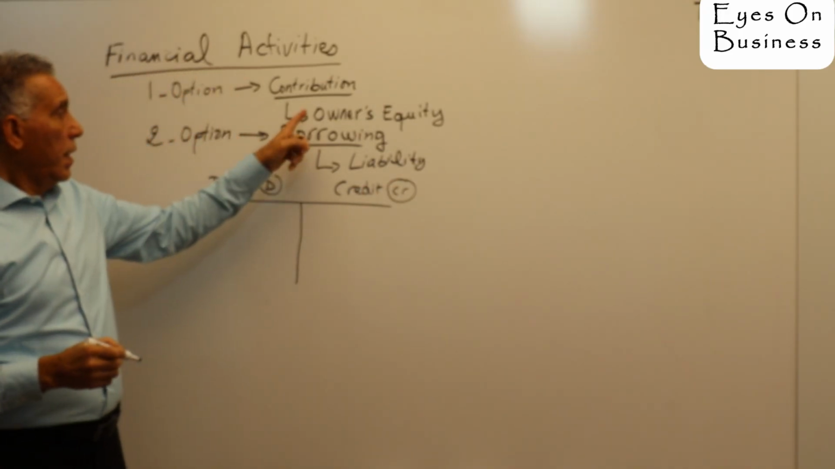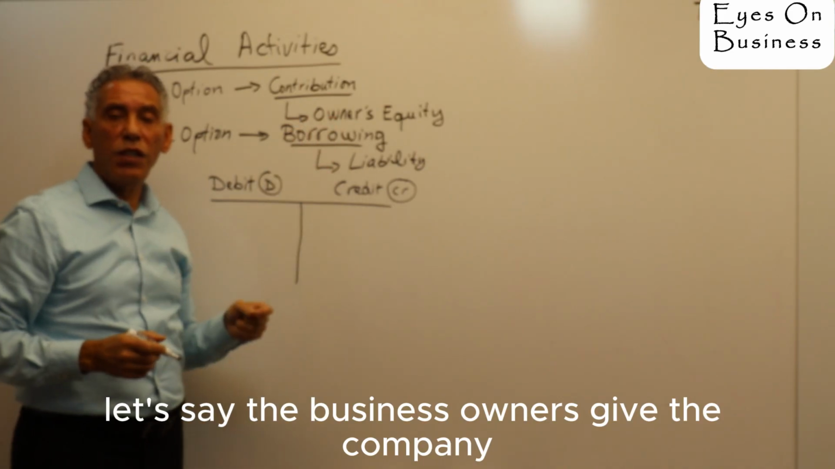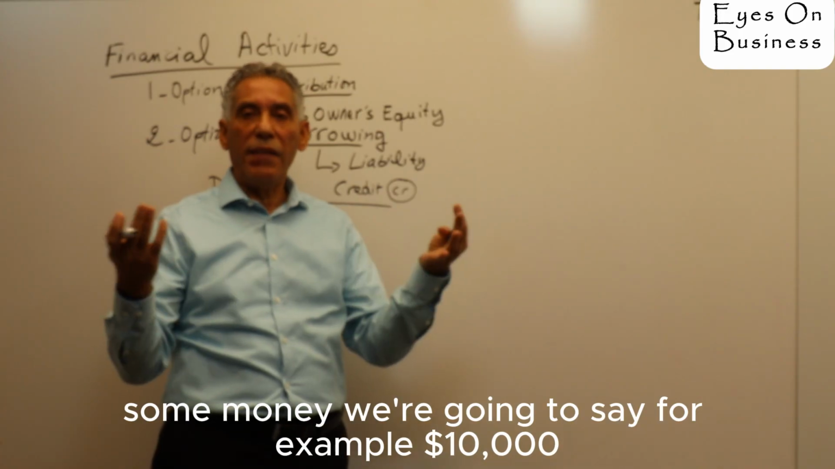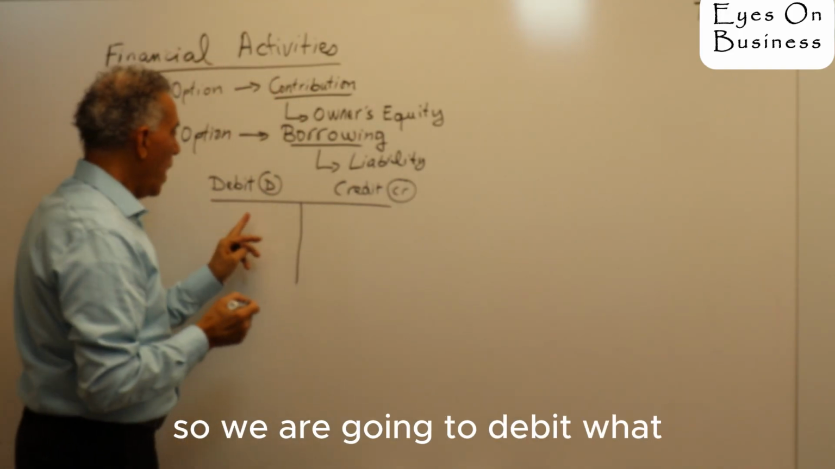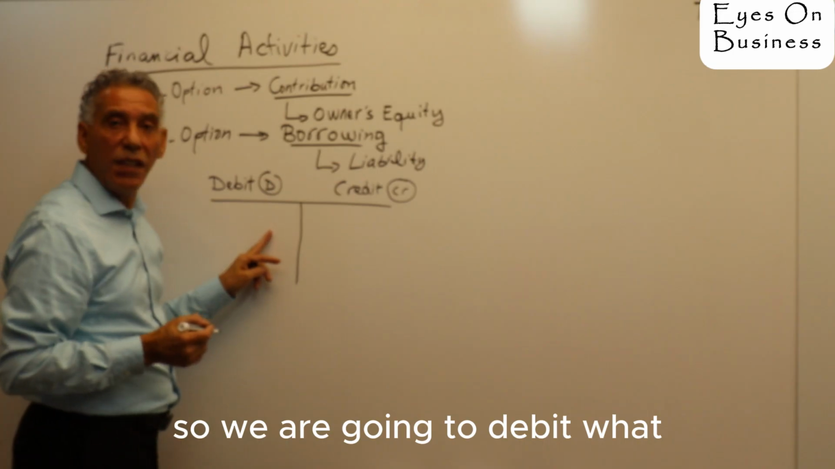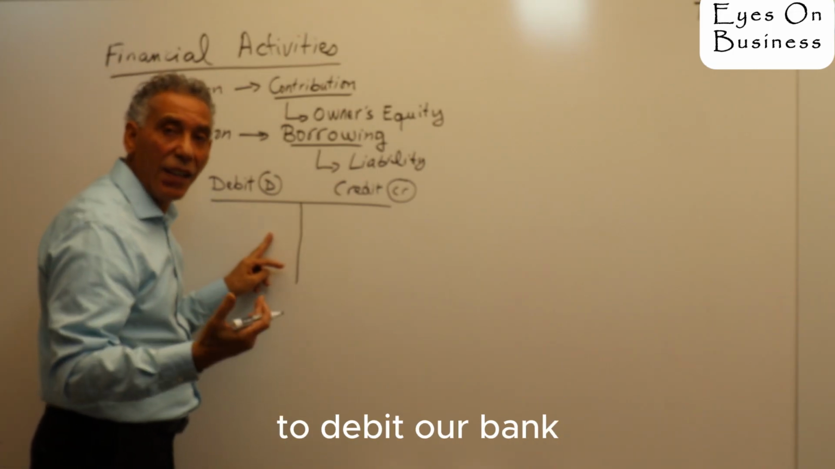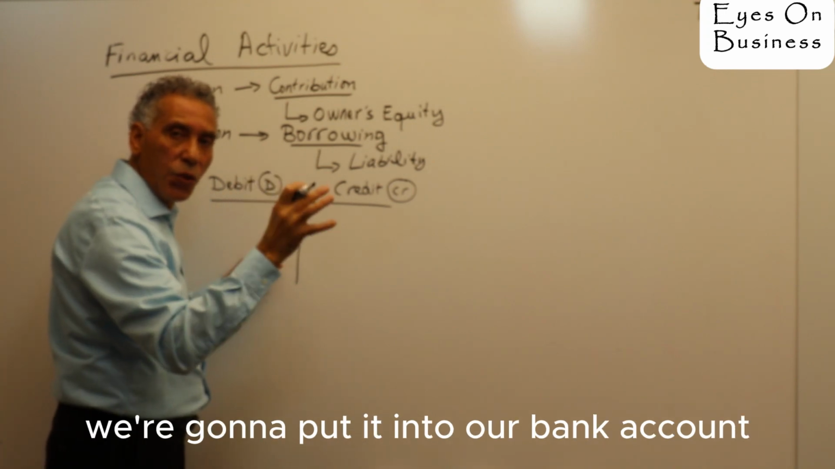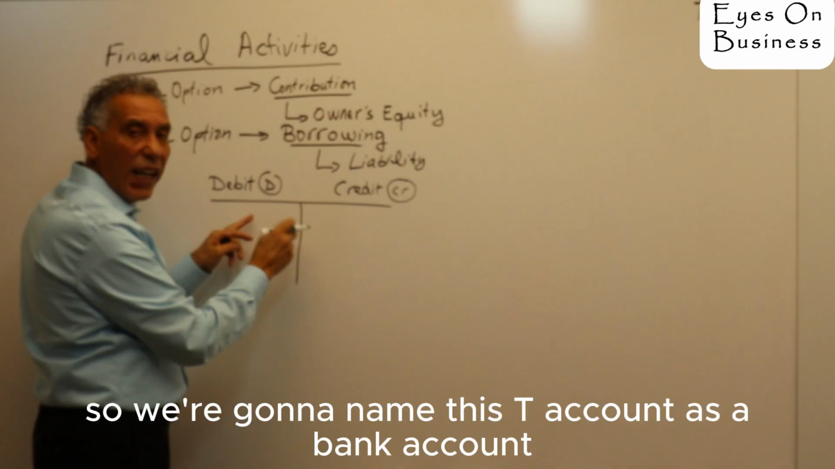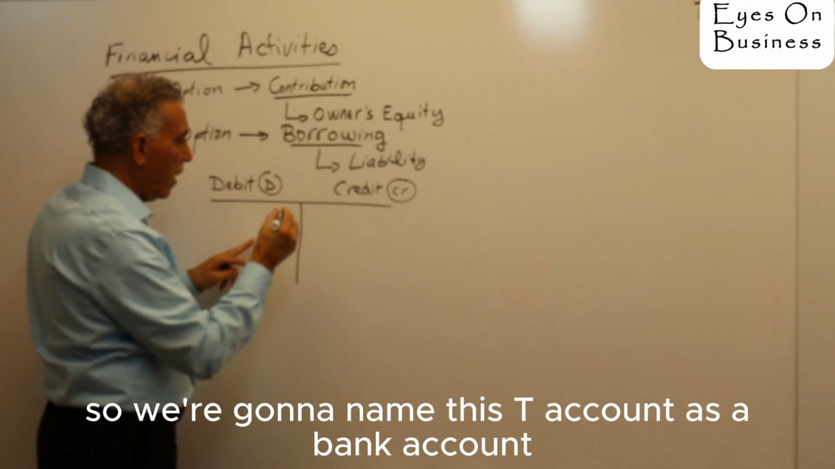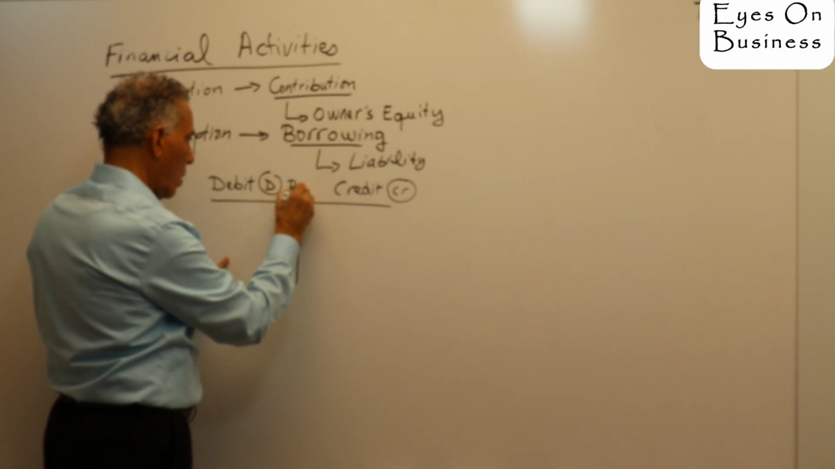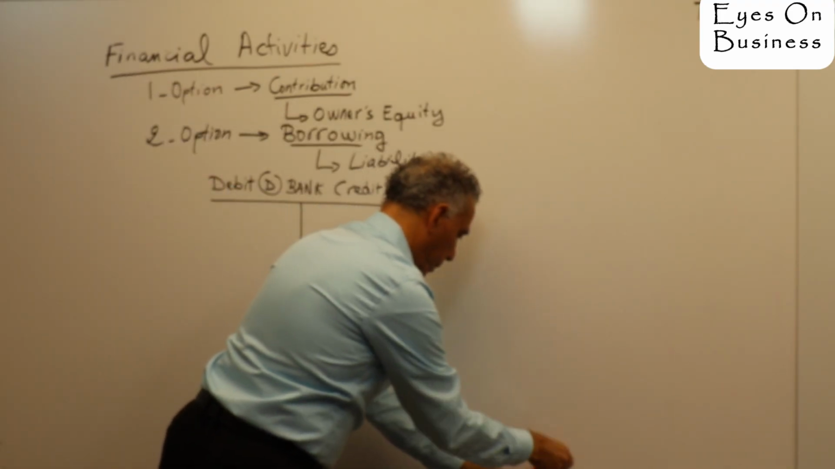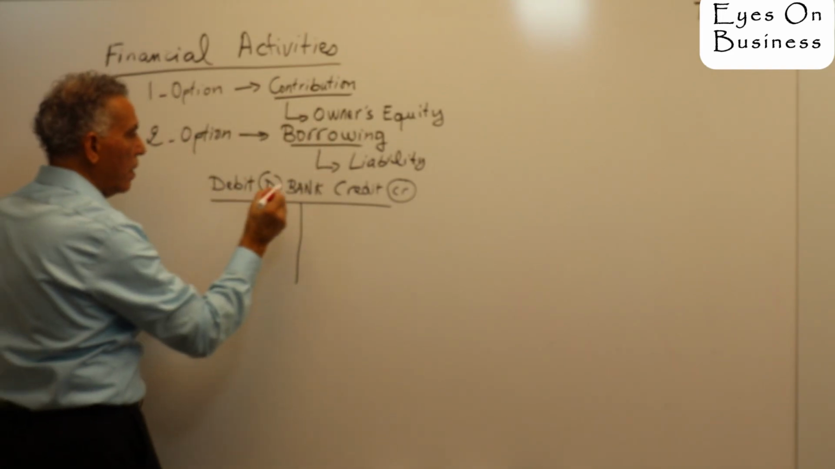Now, let's say the business owners gave the company some money. We're going to say, for example, $10,000. So we are going to debit what? To debit our bank, because we received that money from the business owner, we're going to put it into our bank account. So we're going to name this T account as a bank account. I'm going to circle that in red.